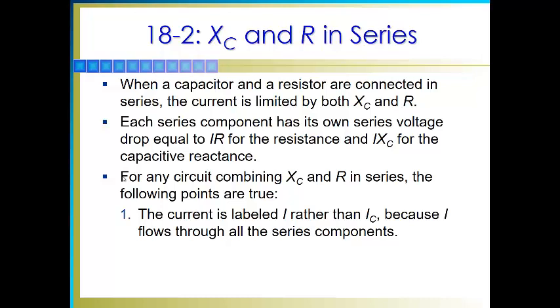So for any circuit combining capacitive reactance and resistance in series, the following points are true. The current will be labeled just I, because if they're in series, remember, it's the same current that's going to go through all the series components of the circuit. So we can just say I for current instead of IC.